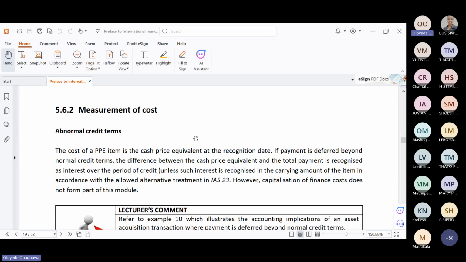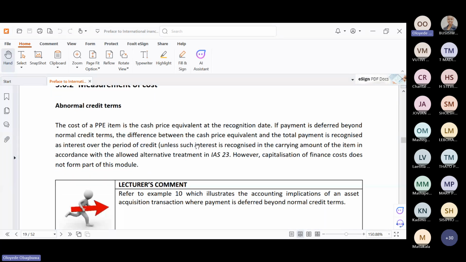Yeah, measurement of cost, abnormal credit terms. We are going to abnormal credit terms. There are occasions that this one will come up. Sometimes the cost of a PPE item is the cash equivalent at a recognized date. But if the payment is deferred beyond normal credit times, the difference between the cost price equivalence and the total payment is recognized as interest over the period of credit.